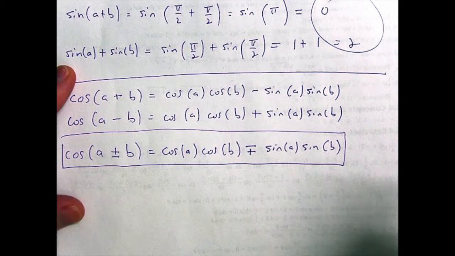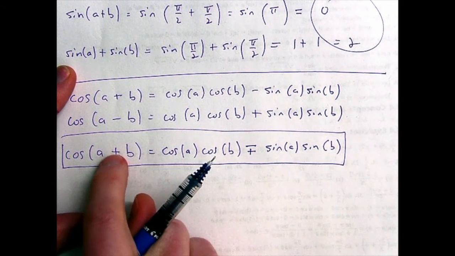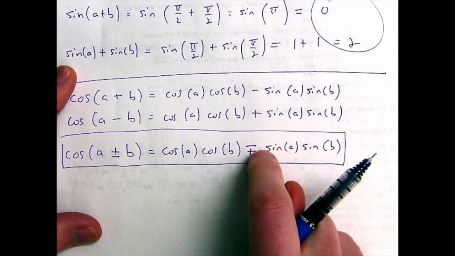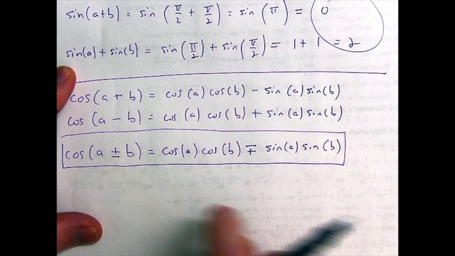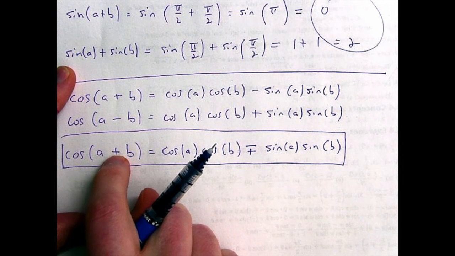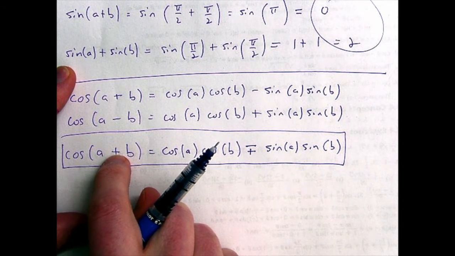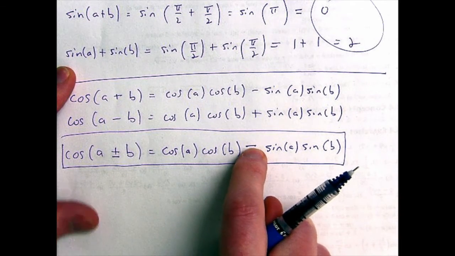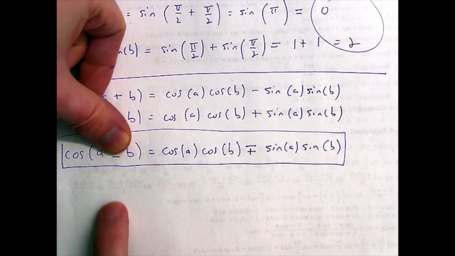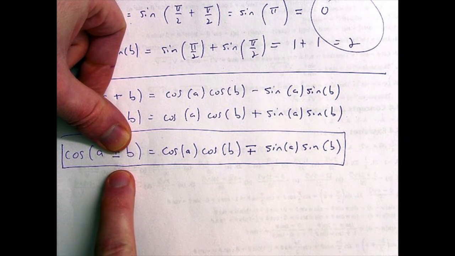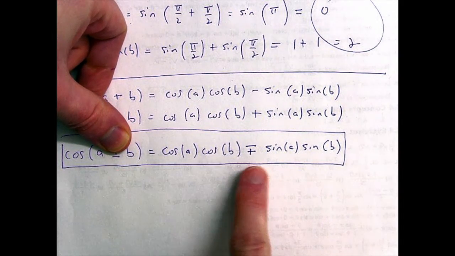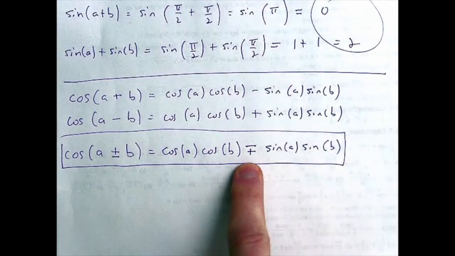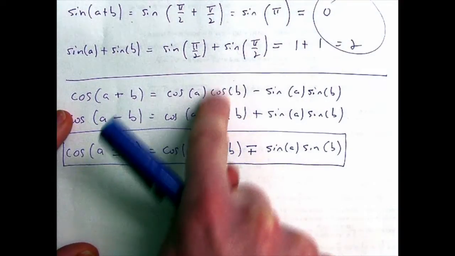And the way that you're supposed to read it is the following. Notice how there's a plus on top and a minus on bottom here. And then over here there's a minus on top and a plus on bottom. What that means is that if you have a plus in between the two angles, then you're going to put a minus in between these two terms here. On the other hand, if you have a minus in between the two angles, like A minus B, that means you're going to put a plus in between these two terms here. So this is just a condensed way of expressing these two formulas.